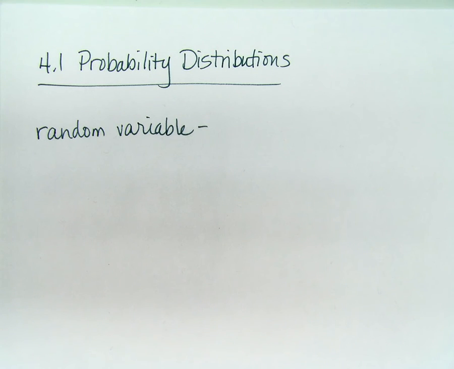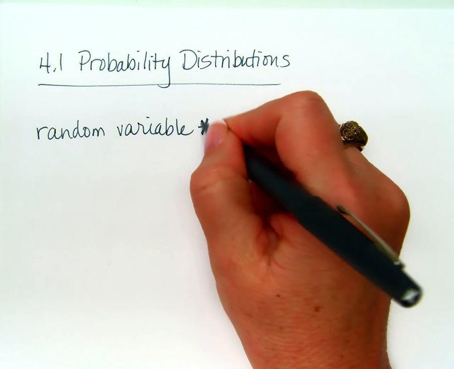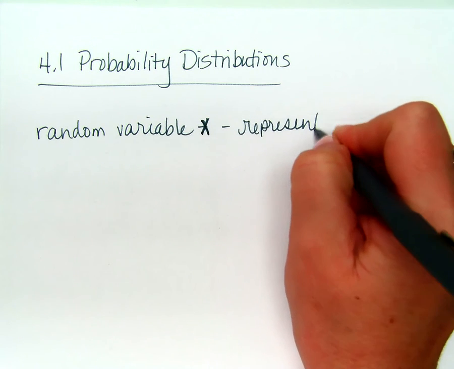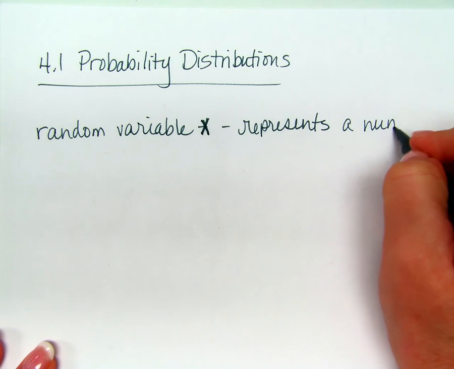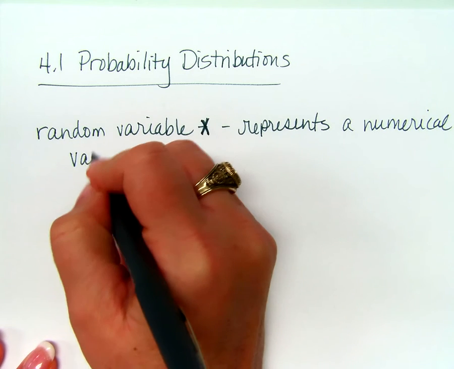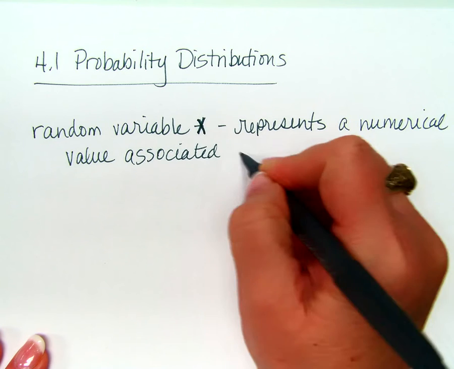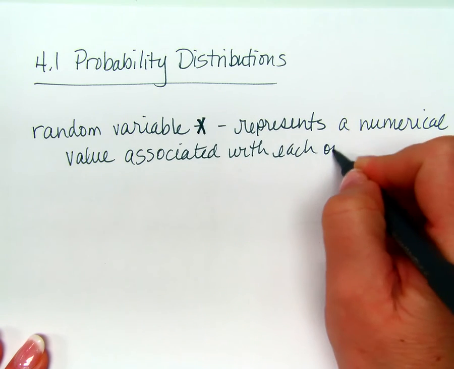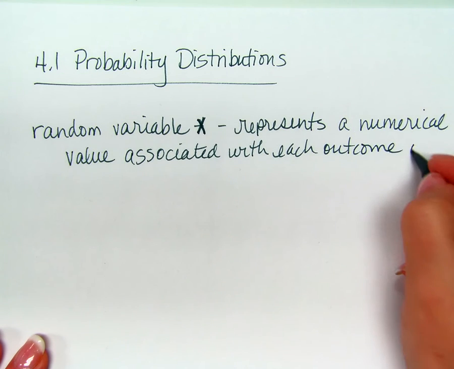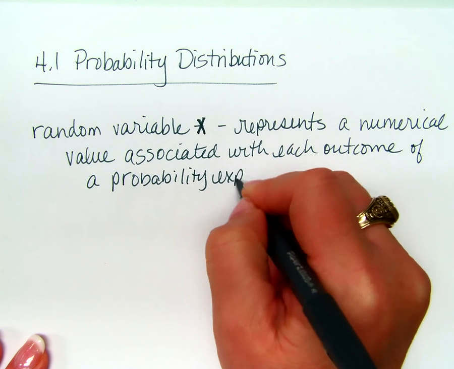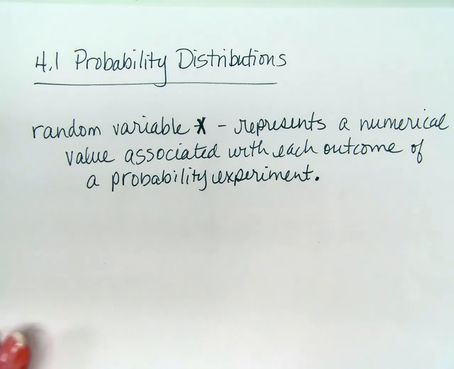A random variable x. This random variable x represents a numerical value associated with each outcome of a probability experiment.